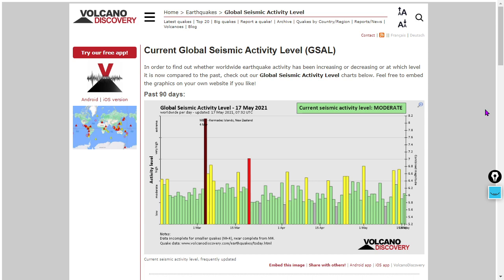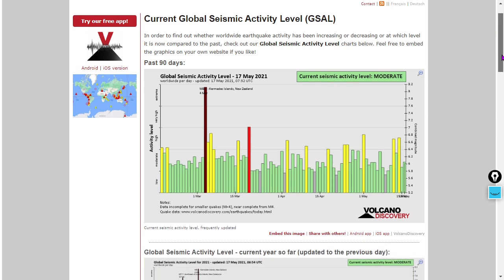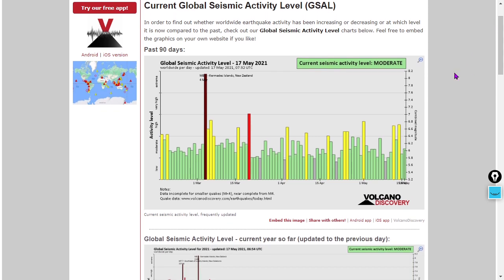First, global seismicity. We are seeing a continued earthquake drought for magnitude 7 earthquakes. Earthquake droughts end in large earthquakes. So if you're in an earthquake-prone zone, please be prepared.